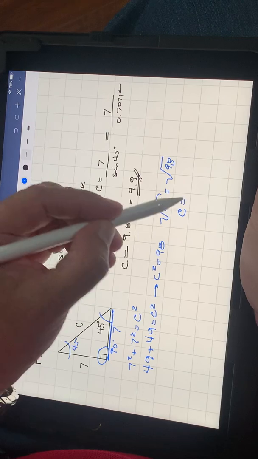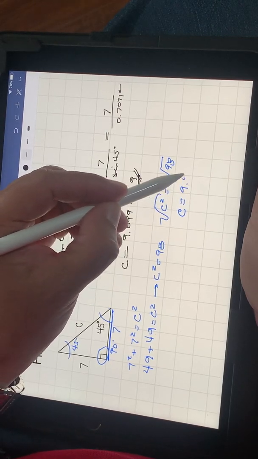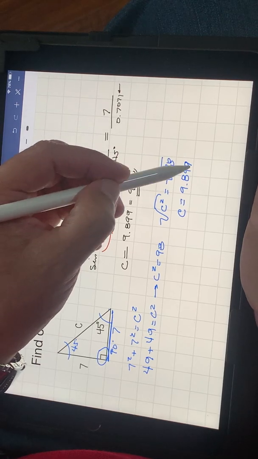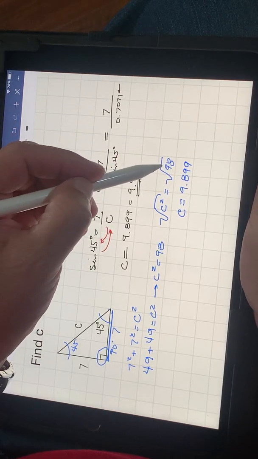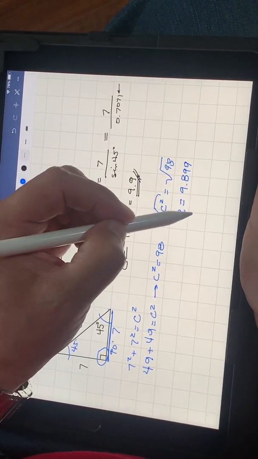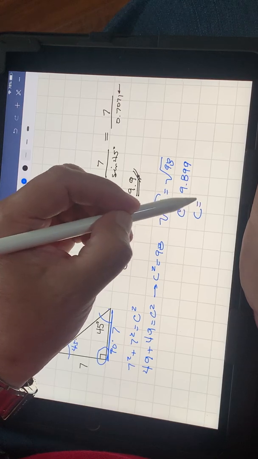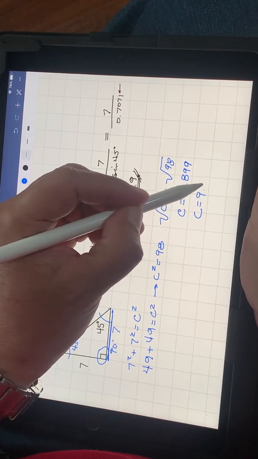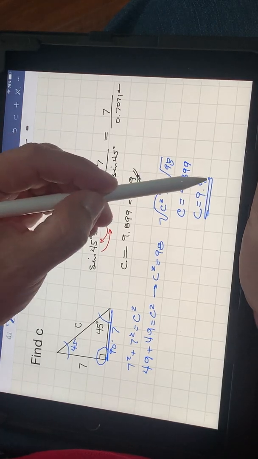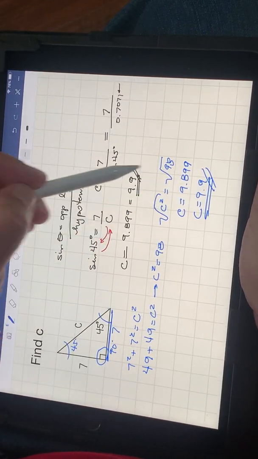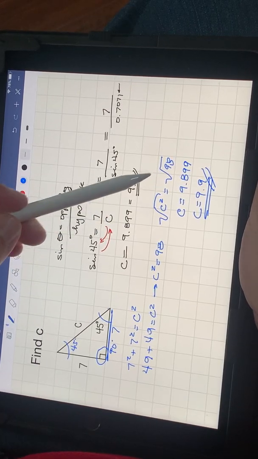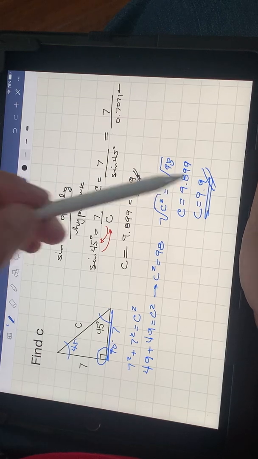Therefore, C equals 9.899. You can obtain this value by plugging 98 in your calculator and obtaining the square root. If you round to the 10th place, then this value will also be 9.9. So if you notice, in both instances I've obtained the same value. So now I can verify that my C value, or my hypotenuse, is 9.9.